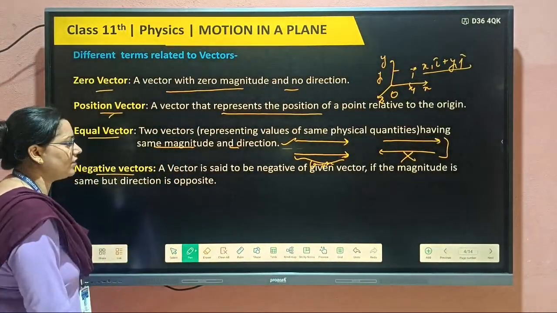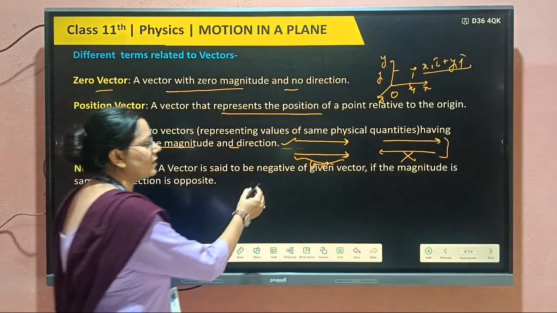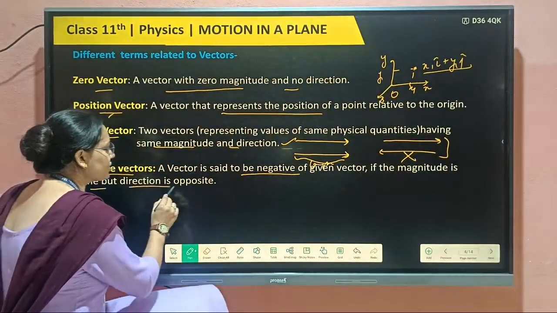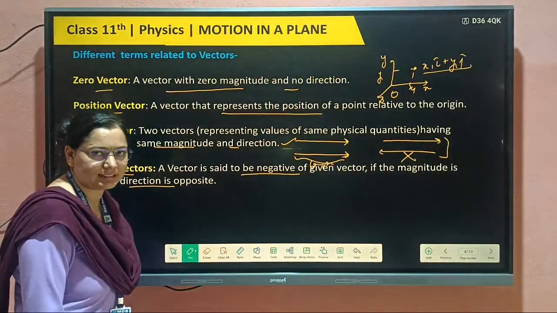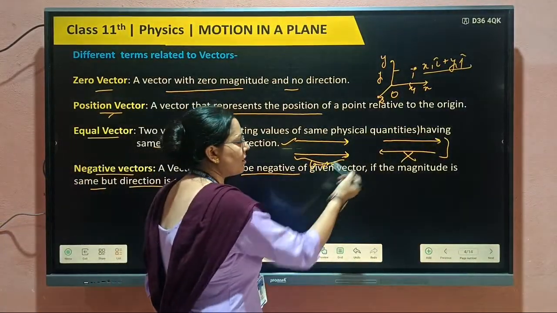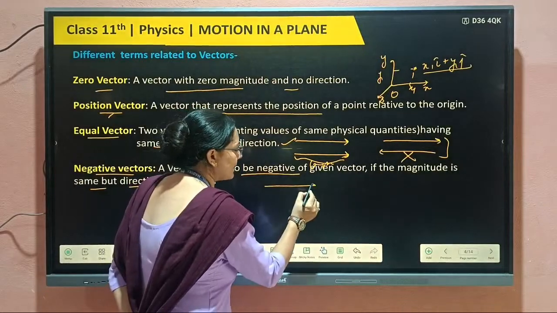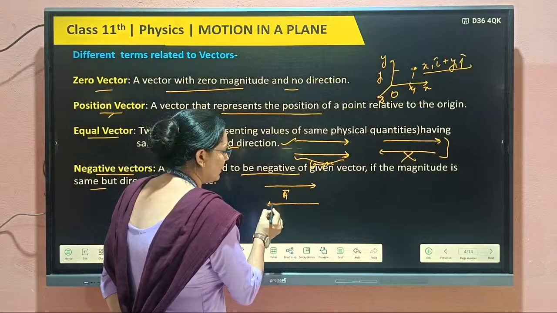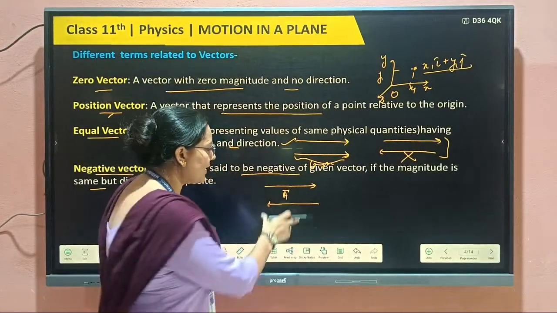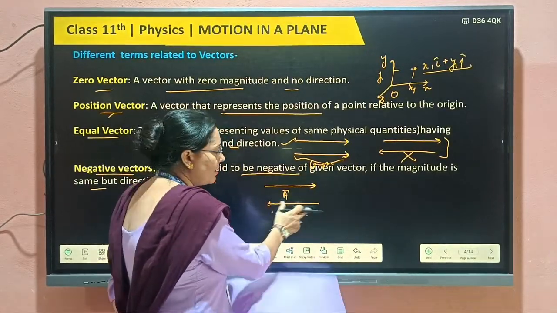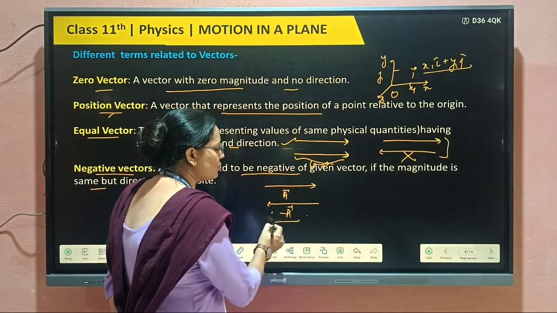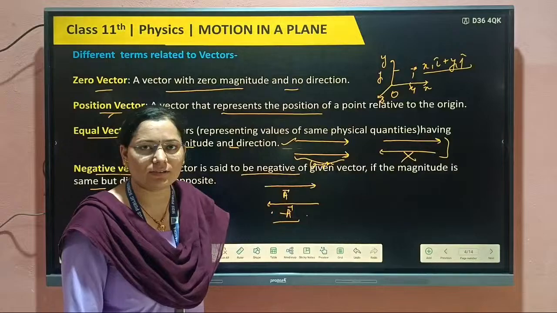Next, negative vector. A negative vector is a vector in which the magnitude is the same but the direction is opposite to each other. One vector is acting in this direction, let this be vector a, and another vector is acting in the opposite direction. Both have the same magnitude but opposite directions, then we call it a negative vector.